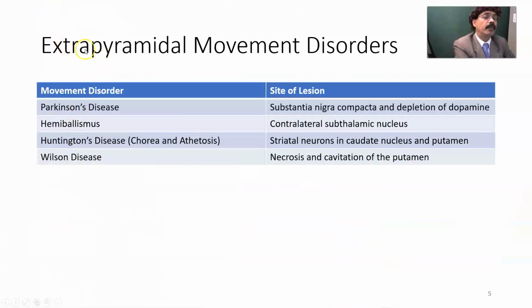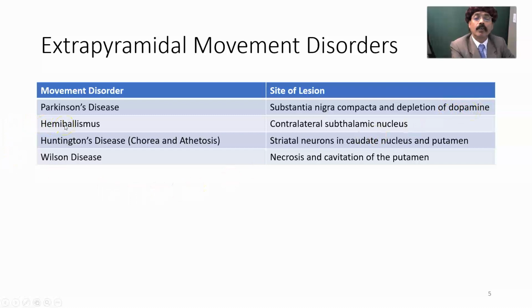We have to find out some extrapyramidal movement disorders. Our basal ganglia or basal nuclei are part of the extrapyramidal tract. So we have some extrapyramidal movement disorders like Parkinson's disease, with degeneration of the substantia nigra pars compacta of the midbrain, and there will be depletion of a neurotransmitter called dopamine.